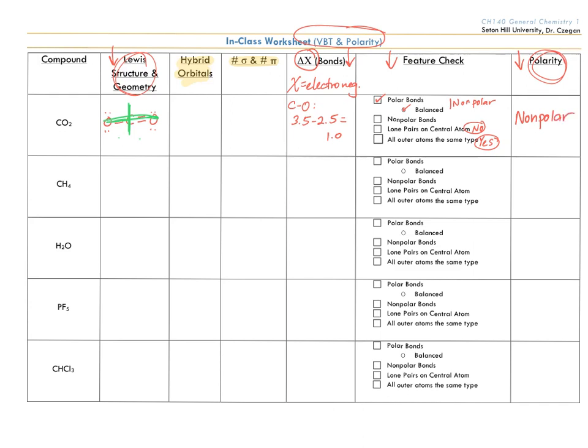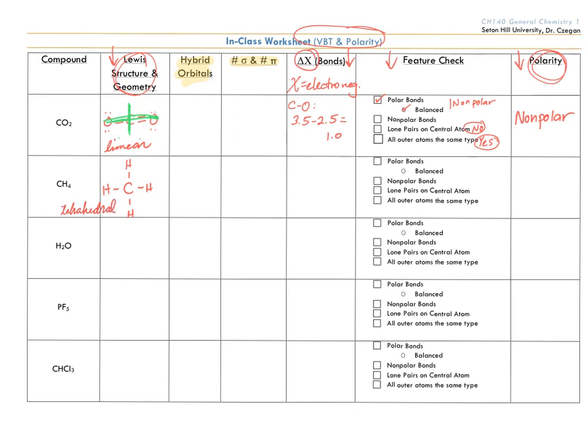Okay, let's try another one. Methane, CH4. So we made the Lewis structure. It looks like this. Oh, I forgot to put geometry up here. So CO2 was linear. This one ended up being tetrahedral.